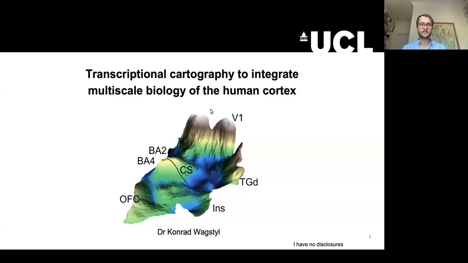Hi, my name is Dr. Konrad Wagstyl, and I'm going to be presenting transcriptional cartography to integrate multiscale biology of the human cortex.